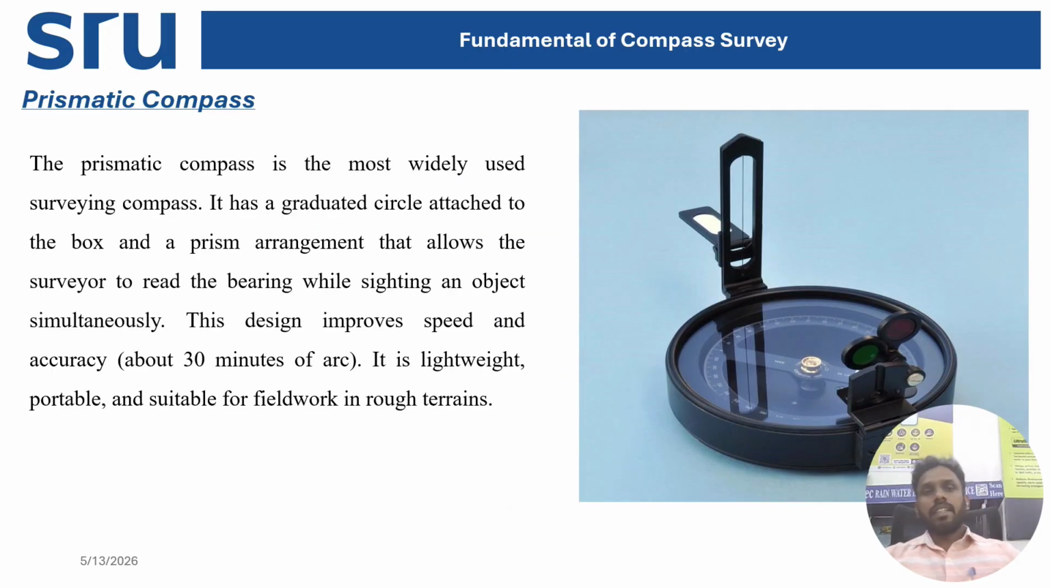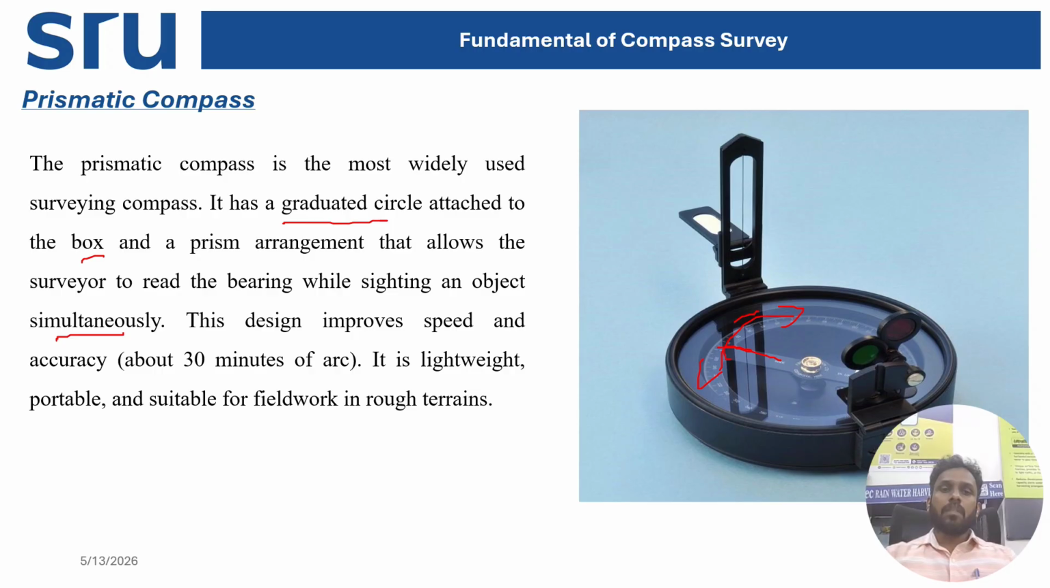So now I'll see in a detailed way what a prismatic compass is. As I said, it is the most widely used compass. It has a graduated circle attached to the box, and it reads a bearing while sighting on the object simultaneously, right? So this is your eyepiece, this is your object piece. You have to focus on the object piece and note the reading. So this is your magnetic north. With respect to your magnetic north, it will give you the measurement, right?